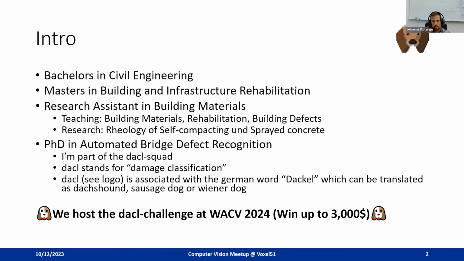As you maybe have already recognized, in the top right corner of the presentation there's a logo, and this is a DACLI, which is a dog. It's also called Dachshund, sausage dog, or wiener dog. So it's our mascot, basically. And quick spoiler in advance, we will host a challenge on a data set at the WACV 2024. But later on, I will say a little bit more about that data set.